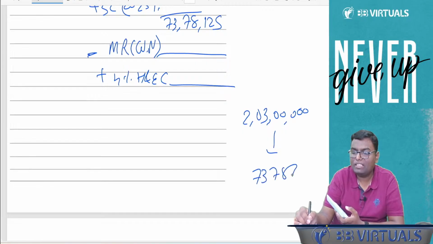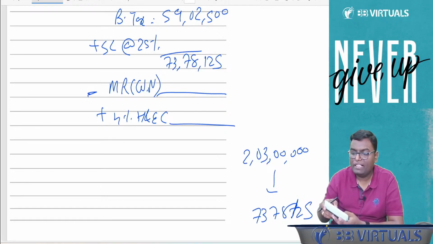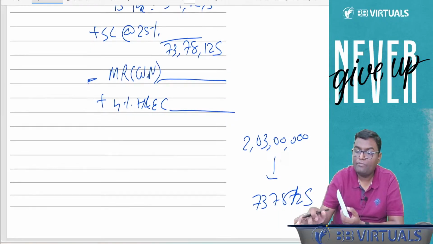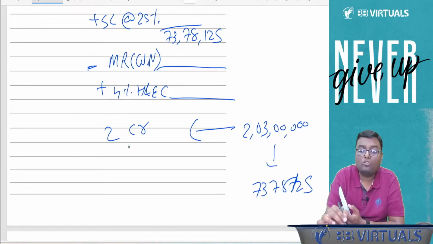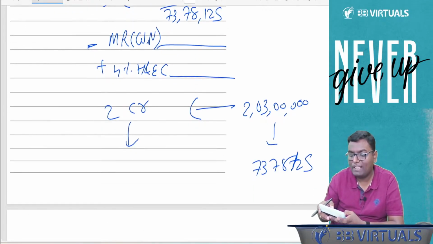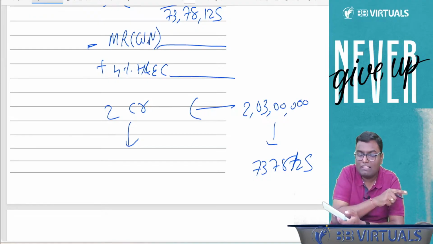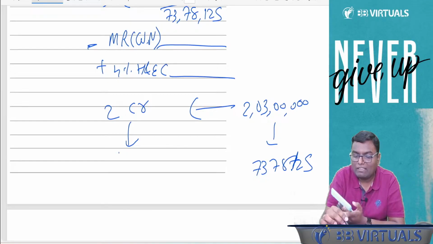73 lakh 78,125. That is basically 59 lakh 2,500 plus 25%. If my income is exactly 2 crore, which is the threshold, then what will be the basic tax? Can I say 1 crore 90 lakh into 30% plus 1 lakh 12,500, and on that I will add 15% surcharge? Because on 2 crore rupees of income, 15% is applicable. So what will be my tax in this case?